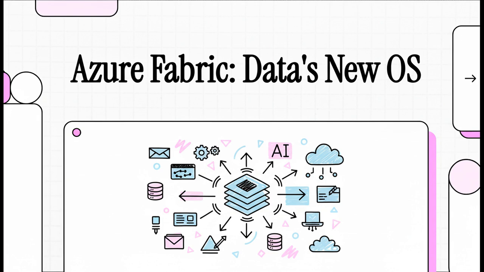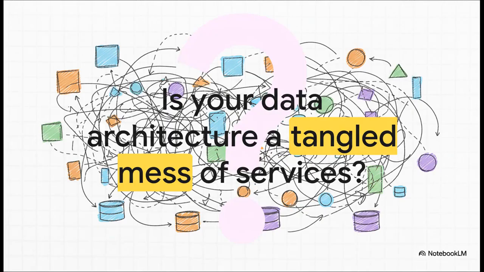Let's break it down. First, I want you to think about something. Does your current data setup feel, well, like a tangled mess? A giant web of different services you're constantly trying to connect? If you're always moving data around, juggling different security models, and just struggling to get everything to play nicely together, you know exactly what I'm talking about. And that's precisely the chaos Fabric is designed to fix.